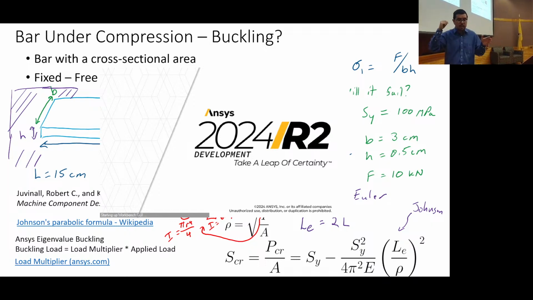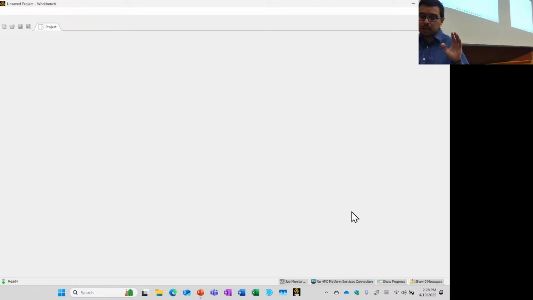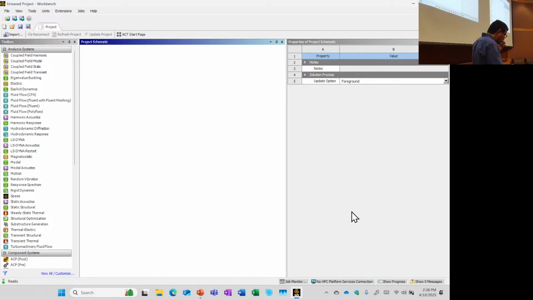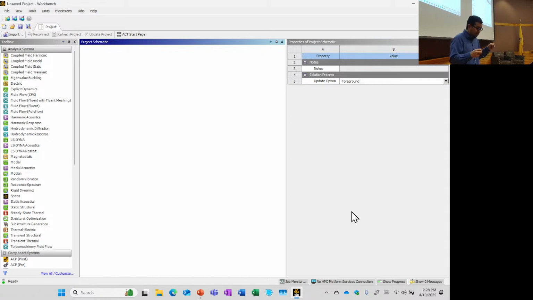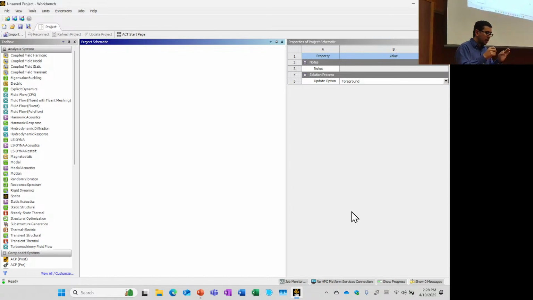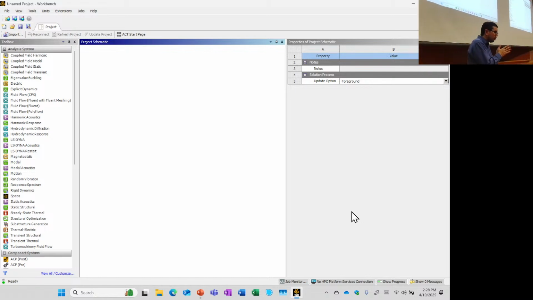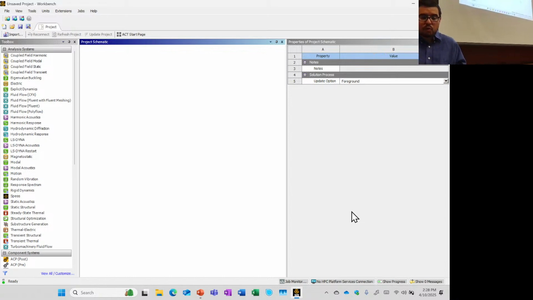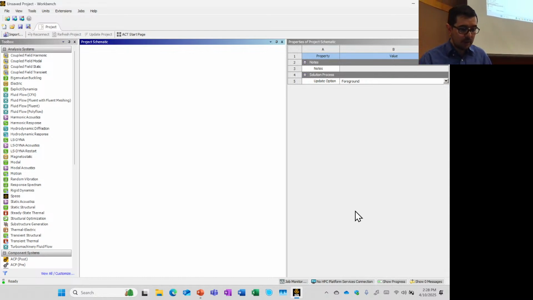And in our analysis, we need to put the appropriate material properties. And we're also going to essentially see, okay, does this force that we're applying, is it above or below the critical force that you would have for buckling? All right.